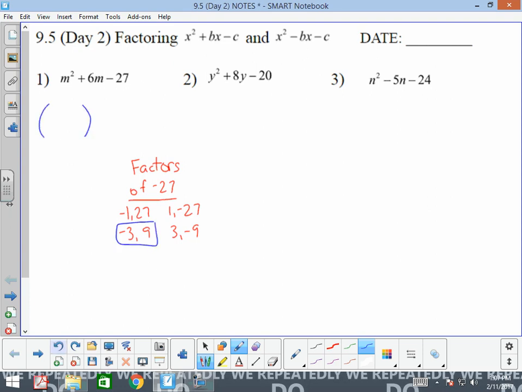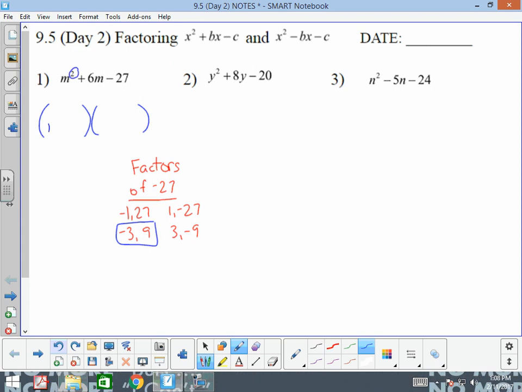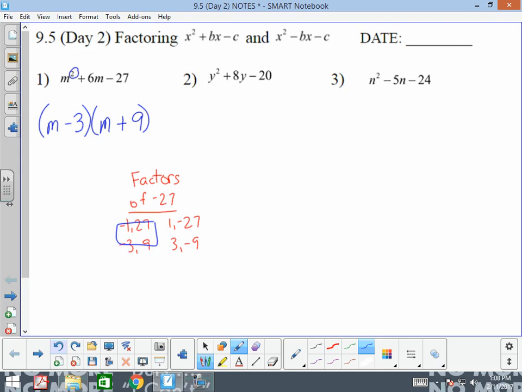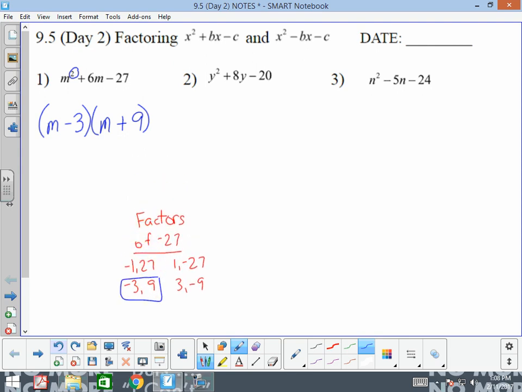So again, we're going to have our two parentheses. We're going to take our exponent for our first term, divide that by 2, so that's m to the first in each of the parentheses. Minus 3 will go in one parenthesis, and positive 9 will go in the second parenthesis. And again, it will be very helpful if you will check. So just do a quick mental check. Use FOIL.